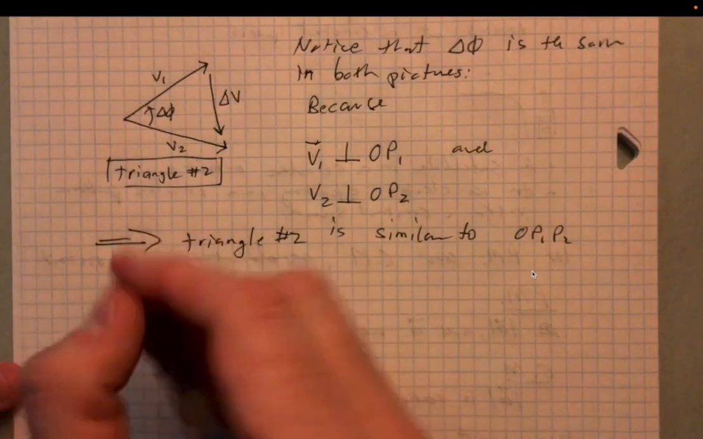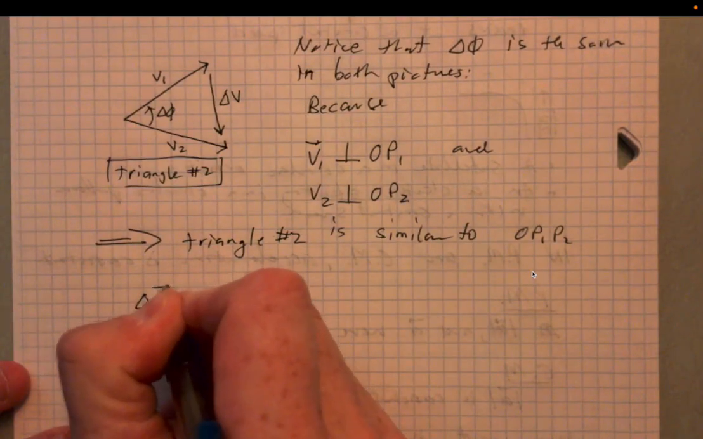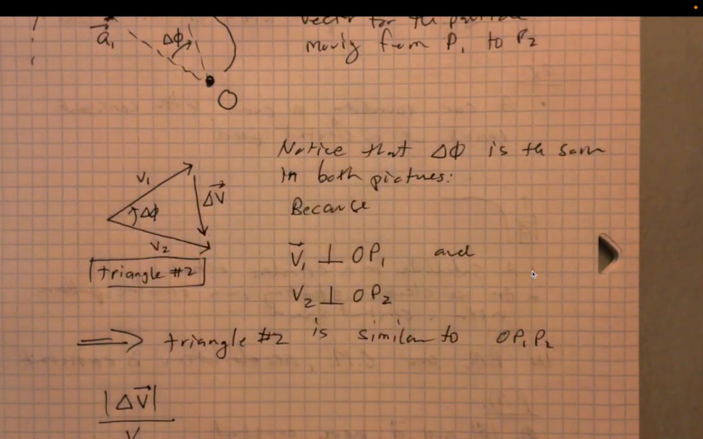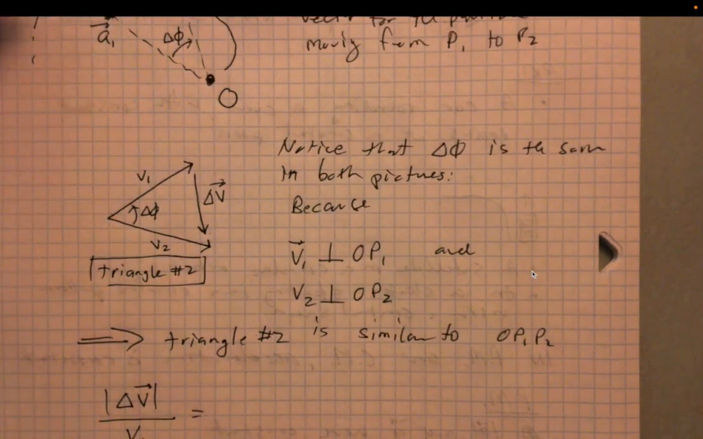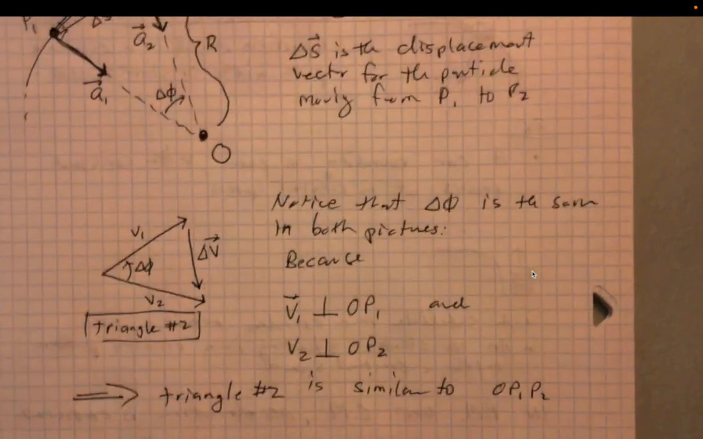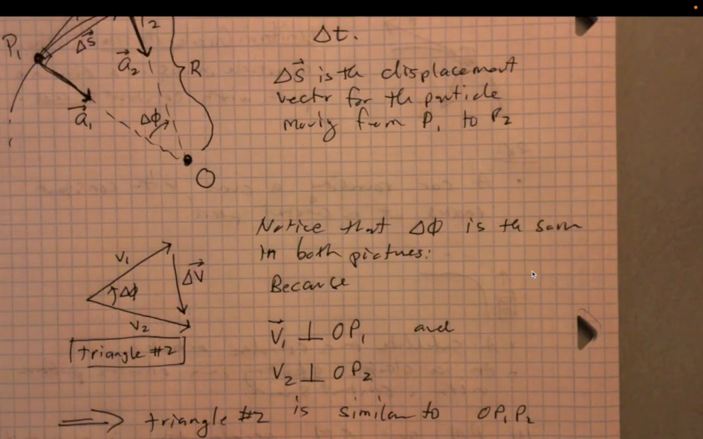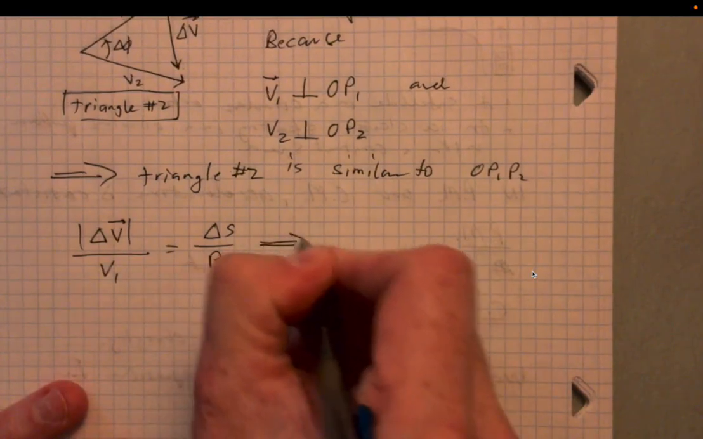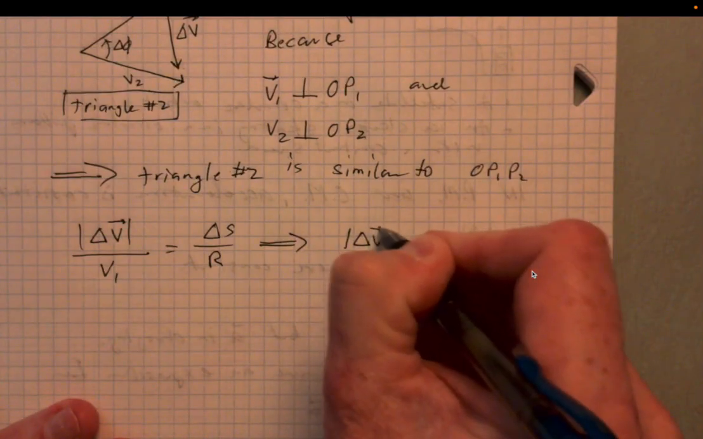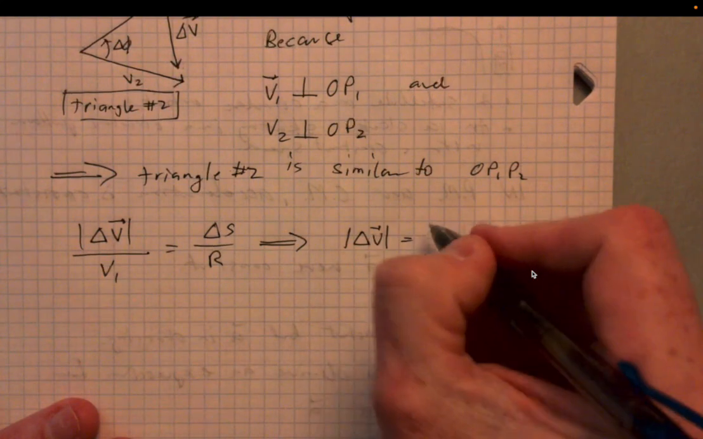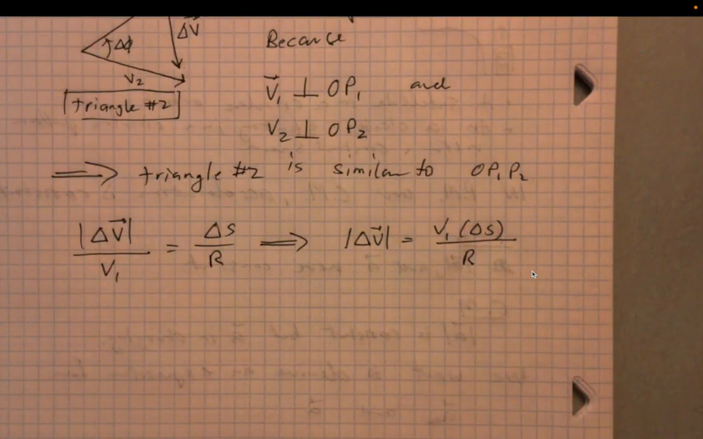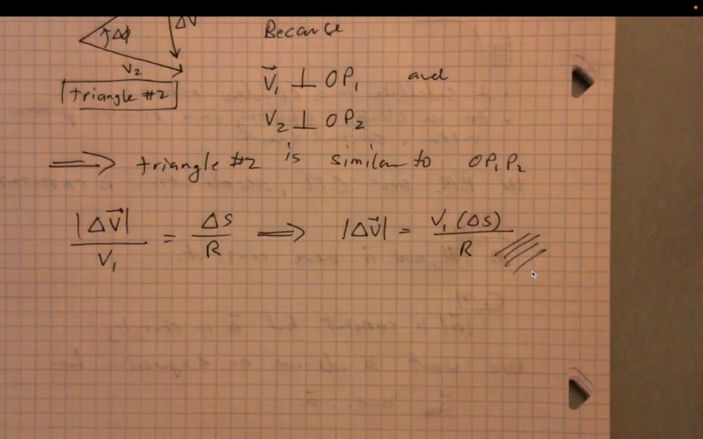So the first thing we can say here is that the magnitude of delta v, the change in the velocity vector, divided by v1, so the magnitude of this divided by this, is going to be the same as the corresponding ratio from the triangle up above, namely delta s over whatever the radius is. Right, so that's just similar triangles. That's just the way that works. And so a little bit of algebra there can get us to this: the magnitude of the change in velocity vector is equal to v1 times delta s divided by R. Okay, so this piece here is going to be important.